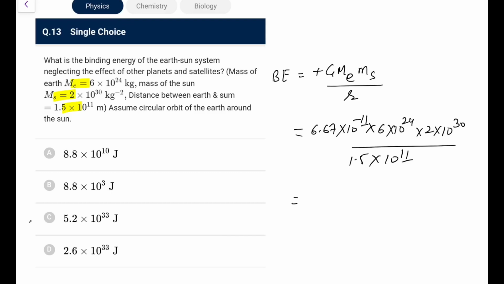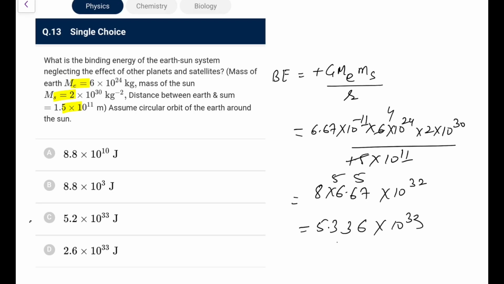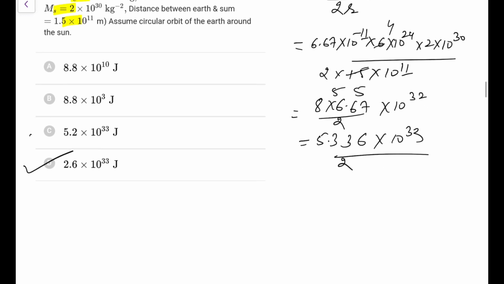So what you have now is 1.5, this is 4 times, so 4 times 2 is 8, so 8 into 6.67 into 10 to the power 32 we wrote. So 8 times 7 is 56, 8 times 6 is 48 and 5, that is 53, again 48 and 5, that is 53, so it is 5.336 into 10 to the power 33. Plus, GMm by 2r, I forgot that thing, it is GMm by r only for potential energy; binding energy is GMm by 2r. So please remember this. If I divide it now, 2.6 would be the more appropriate one. So be careful, otherwise you will lose marks. The option was also there.